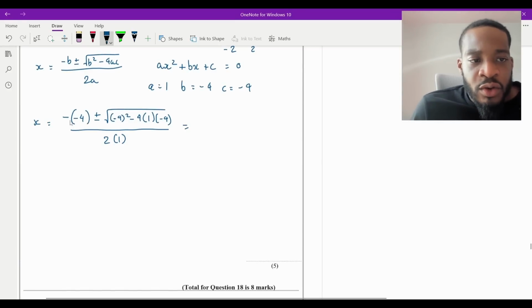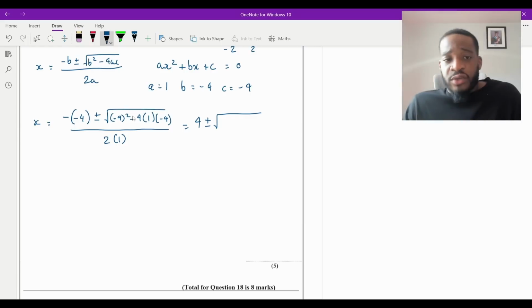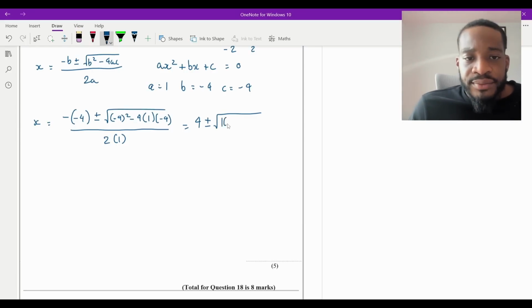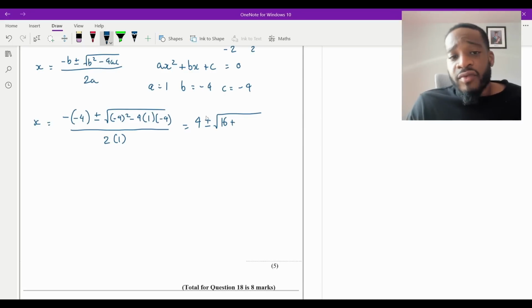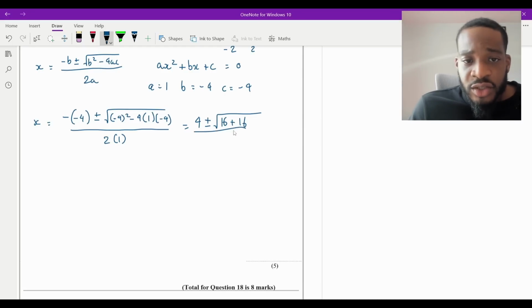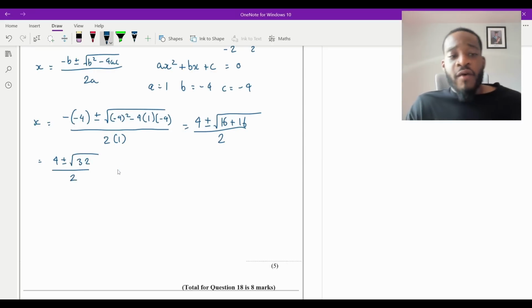So let's evaluate. What do we have here? Well, two negatives will make a positive. So it's going to be positive 4 plus or minus. Now this one, be careful. Minus 4 all squared is minus 4 times minus 4. That's positive 16. And then we've got a minus there and a minus there. That's going to be a plus. The 4 times 1 is 4 times another 4 is going to be 16 again. This is all over 2 times 1, which is 2. So from here, we can say that that's just going to be 4 plus or minus the square root of 32 all over 2.